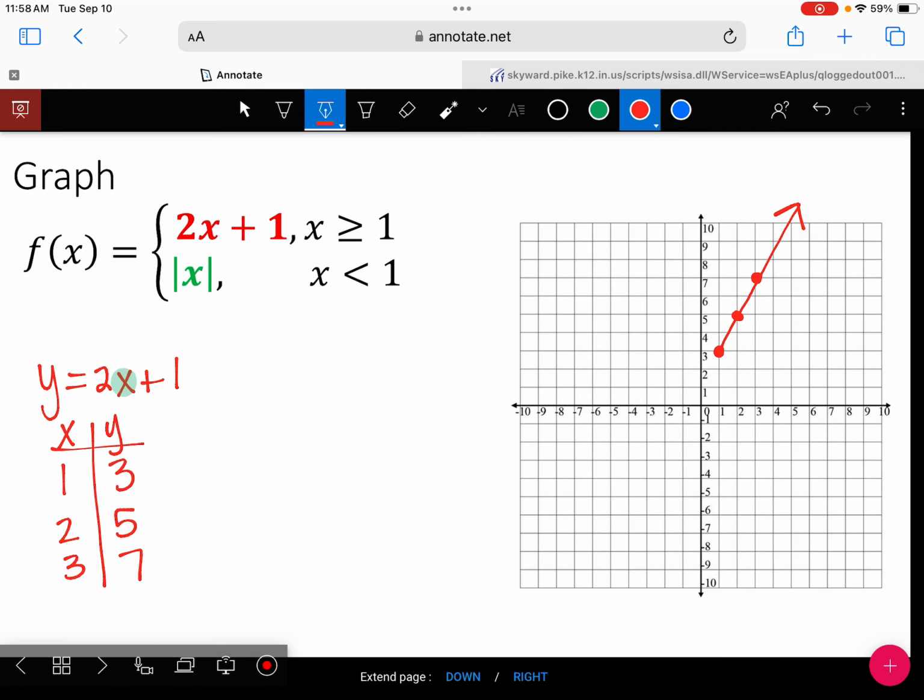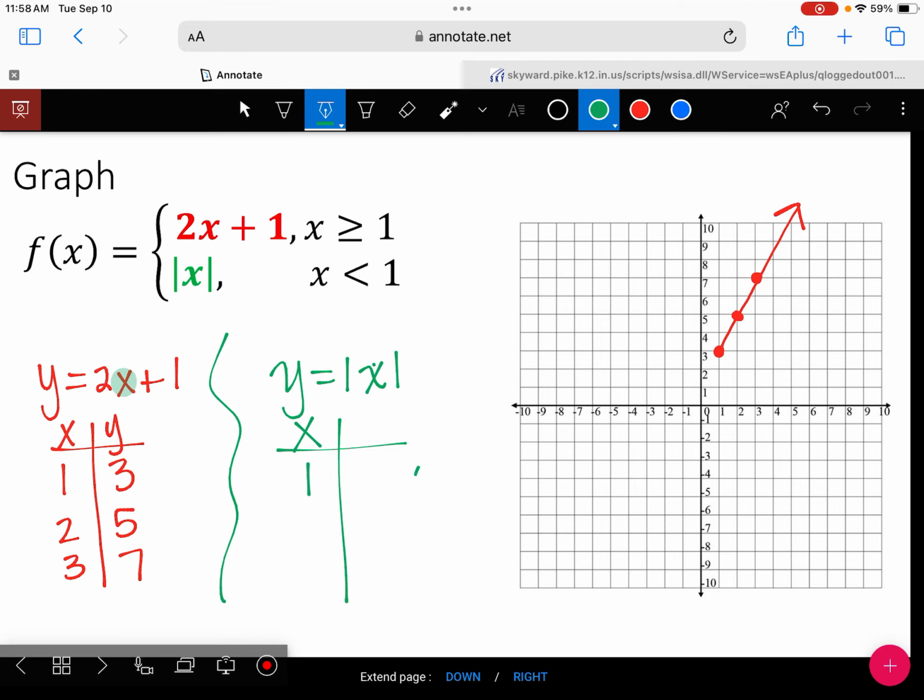So now let's do our second function, which is our green function. Y equals the absolute value of x. So the rule says that x has to be less than 1. Now, even though it says it cannot equal 1, we still have to start our table with 1. I'm going to start it with 1, but it's going to be an open point. That first point only is open. And now let's pick some numbers less than 1. So I'm going to use 0, -1, -2. There really isn't a rule to how many points you need. It just has to be enough to show what the graph should look like.